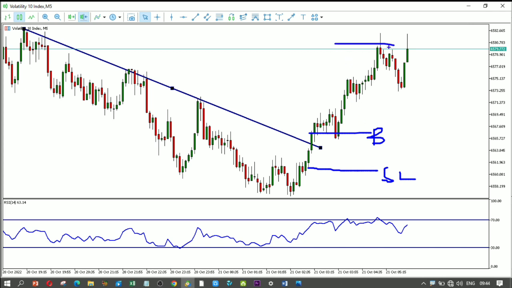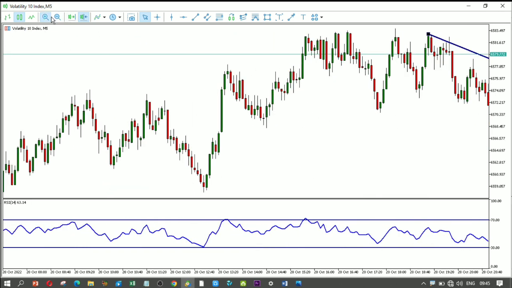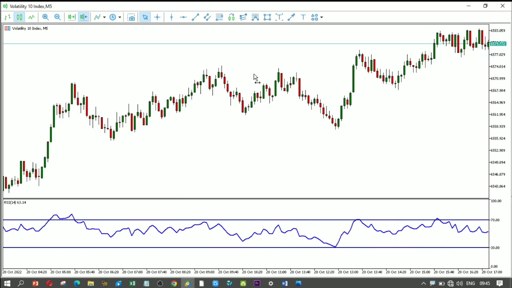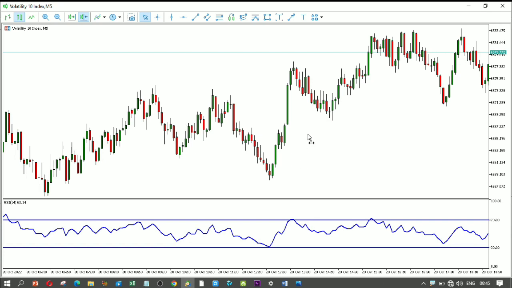So if I risk $3 here, if this is $3, this should be $9. So if I'm risking $3 to make $9, then that's a 1 to 3 risk to reward ratio, right? So this is the strategy, and let me show you some examples again, right? So all you need to understand here is you need to look for breaks of trend lines, right?